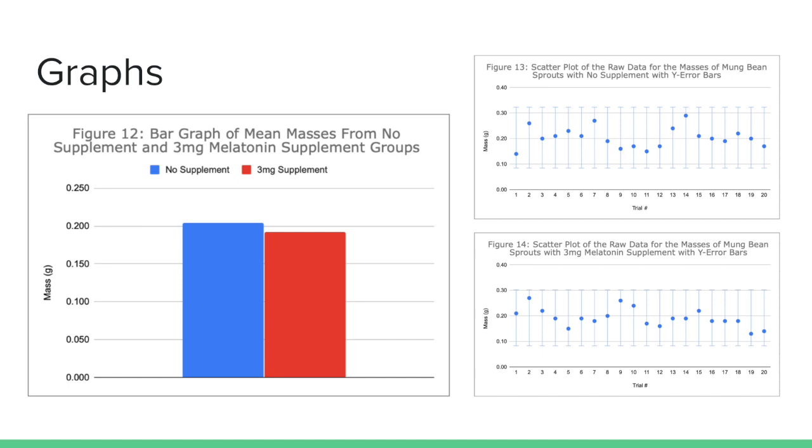Figure 13 contains the raw data from the no supplement group with 3 standard deviation y error bars in order to single out outliers. This set contained no outliers. Similarly, Figure 14 contains the raw data from the 3 mg supplement group with 3 standard deviation y error bars. There are no outliers in this set of data either.